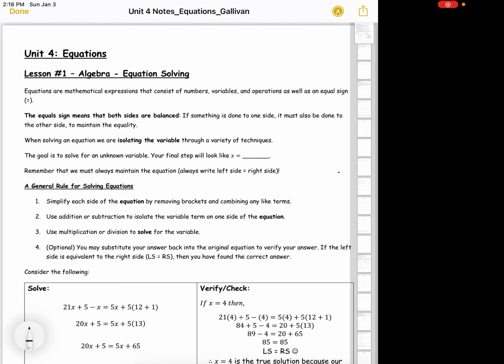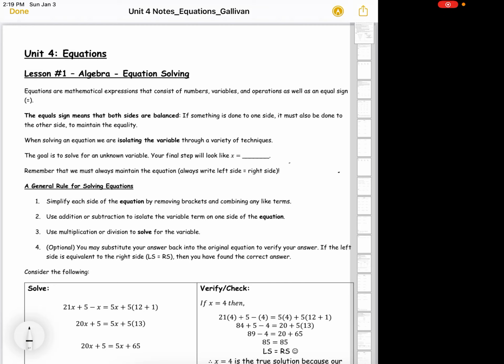And so if we want to change something on one side of an equation, to keep that balance, we have to do the same thing to the other side of the equation. And so if you multiply one side of the equation by 2, you have to multiply the other side by 2. If you divide one side of the equation by 3, you have to divide the other side by 3.